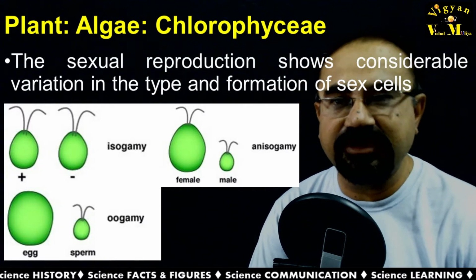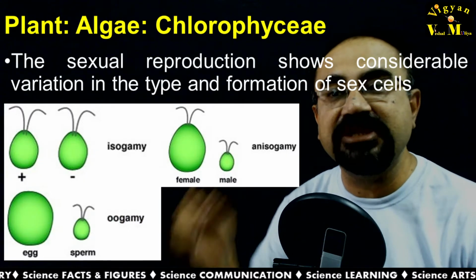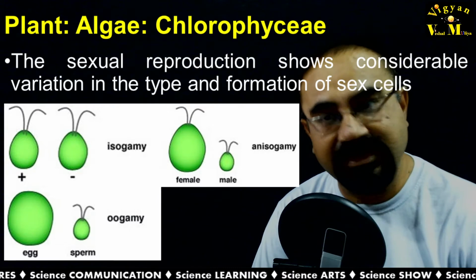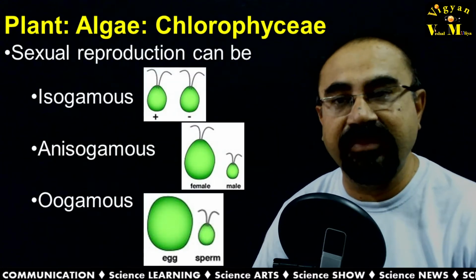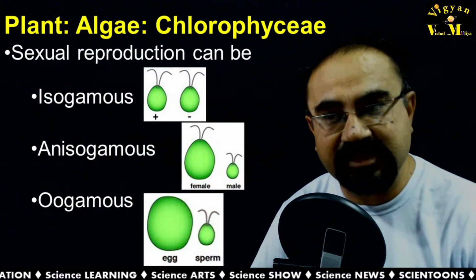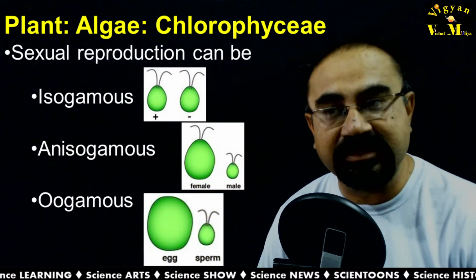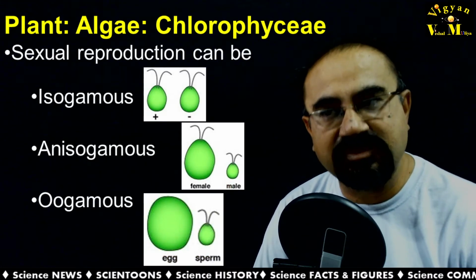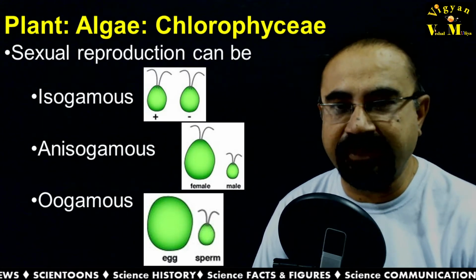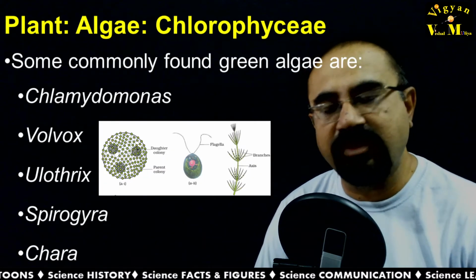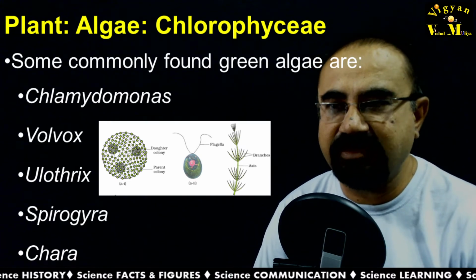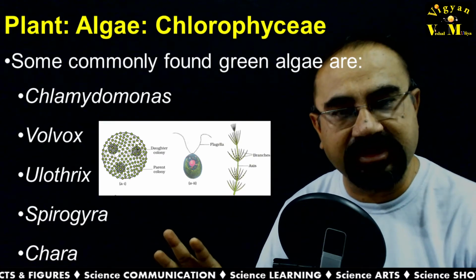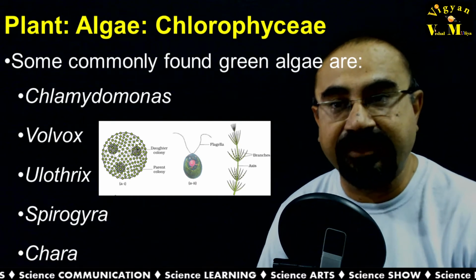Coming to sexual reproduction, it has considerable variation based on the formation of the sex cells or the gametes, whatever you say. Accordingly it can be isogamous, anisogamous, or oogamous. One can see the photograph of each one here for isogamy, anisogamy, and oogamy. Some of the common examples belonging to this group, that means the Chlorophyceae, are Chlamydomonas, Volvox, Ulothrix, Spirogyra, and Chara.